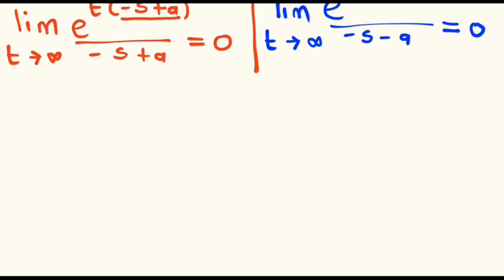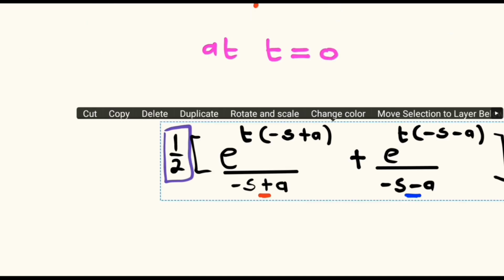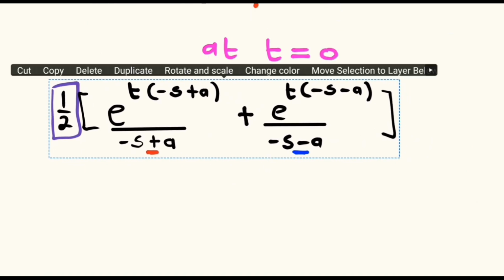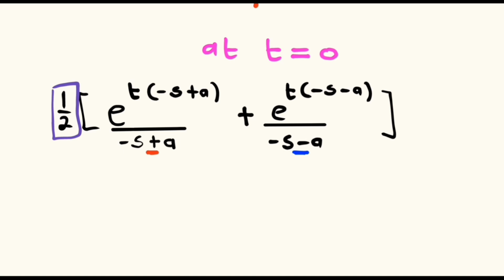And from here we evaluate the limit at t equal to 0. So let's copy and paste the result of our integral, and once again we omit the 1 divided by 2 for now. We substitute 0 directly where there is t. We have e raised to the power 0 into negative s plus a.